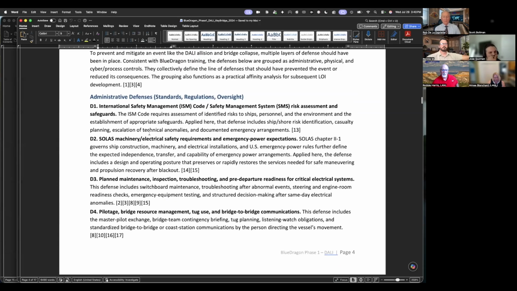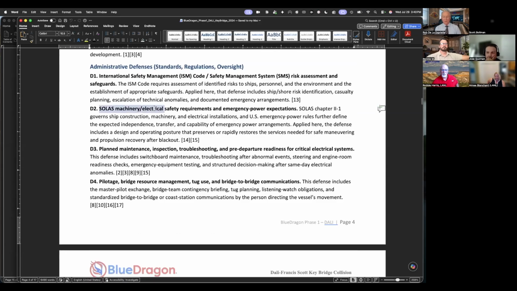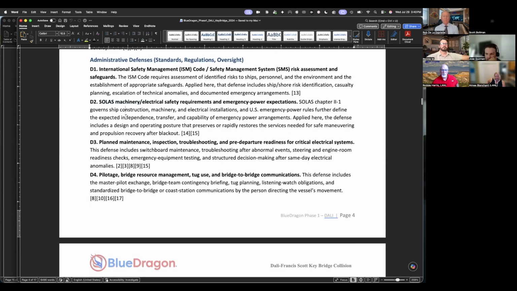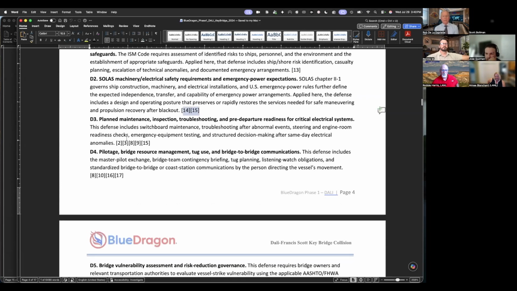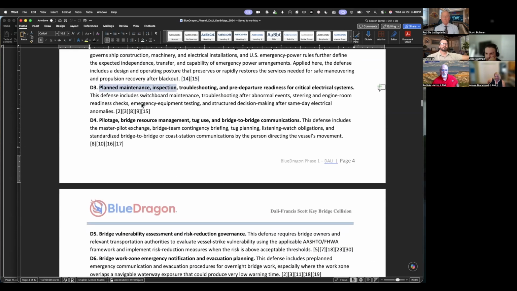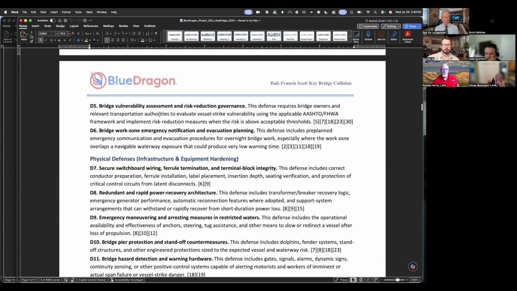Now we've got the administrative defenses. Here they are. ISM code and safety management system, risk assessments and safeguards. D1, D2. Whatever SOLAS machinery, I'm not even sure what SOLAS is, but I like it. And here's the references, by the way. So everything is cross-referenced with citations. Plan maintenance, pilotage, bridge resource management, tug use, bridge-to-bridge communications.